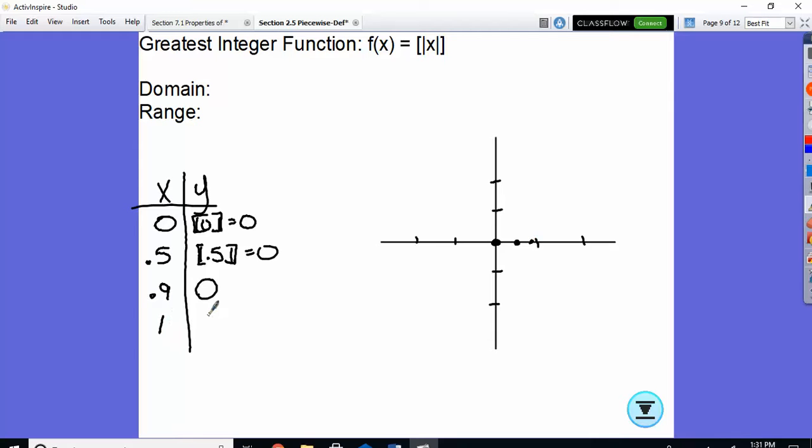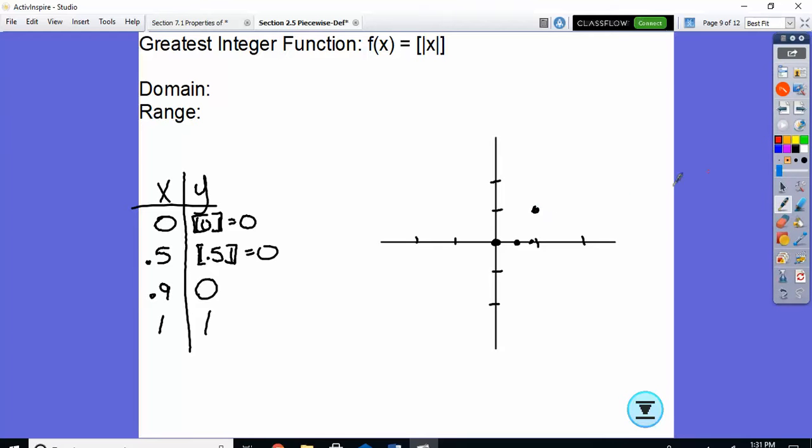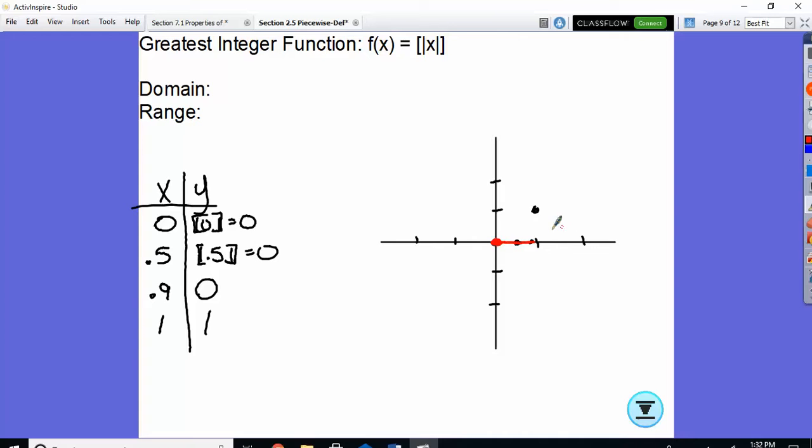So what happens when I put in 1? We get out 1. That was an integer exactly. Now, we're going to say on this step down here, all the way up until 1. So 0.9, 0.99, 0.999, we're all down here. So to show that, we end it with an open circle. And then you jump up. And that's really what you need to get the graph.